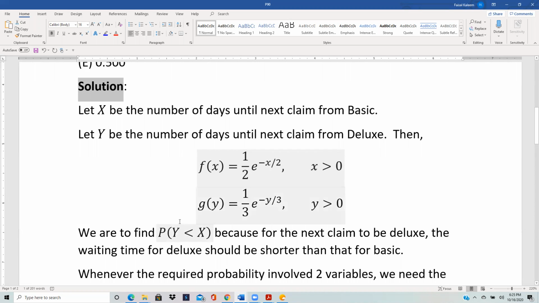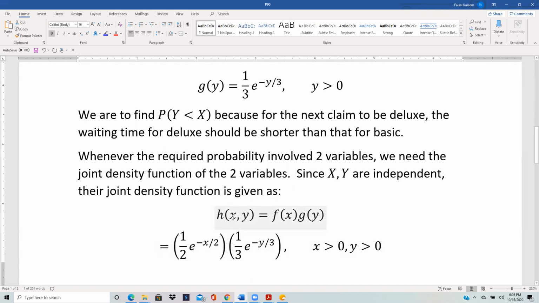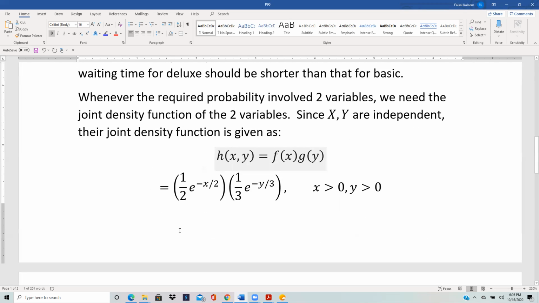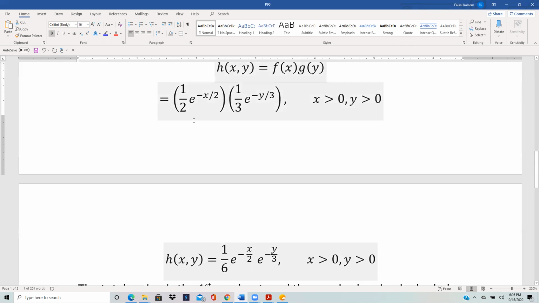So whenever there are two variables involved in the probability that we want to calculate, we actually need the joint density function. We've seen a couple of joint density functions before, but now we know when they come up. They come up when the probability expression has two variables in it. So we have the individual density functions, and as we are told that the basic claims are independent from the deluxe claims, the joint density function is simply a product of the two individual functions. So if h(x,y) is a joint density function of X and Y, it would just be f(x) times g(y). So multiply the two density functions, and you get this by multiplying the 1/2 and the 1/3.